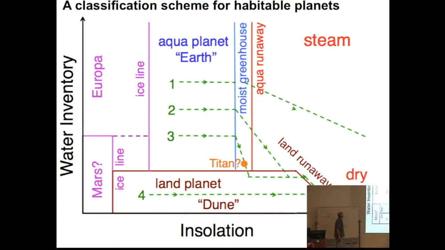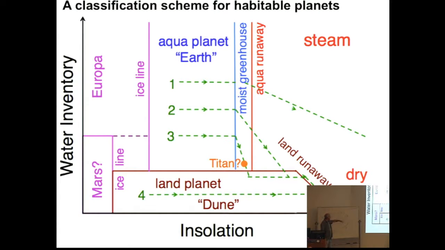Europa is an example of a water planet that's on the wrong side of the iso-albedo line. So there's the ice line there. If you're to the left of the ice line, you're not habitable, or at least not conventionally habitable, because you're covered with ice. Of course, there's squids or something underneath the ice, but we can't see them. Mars is also on the wrong side of the ice line, at least I think. Question mark, I don't really know.